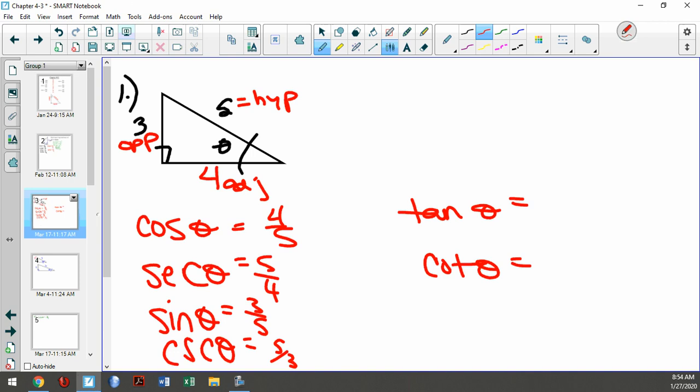Tangent. Three over 4, to give me cotangent to be 4/3. Do we all understand number 1? So that's how you're going to do problems 1 through 4. You only have to do 1 and 3. Any questions? Okay, let's go to the next thing.